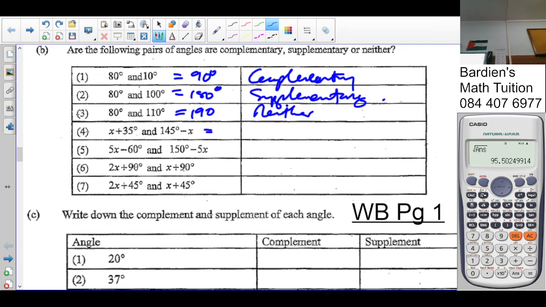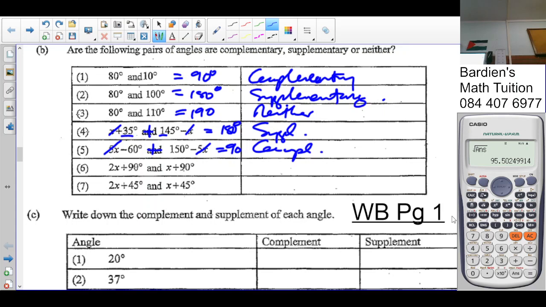Okay. What happens if I'm going to add this? We add like terms, no? The x's cancel. What is 35 plus 145? 180. So it's supplementary. If you add this up, that cancels, gives you 90 degrees. So it is complementary.